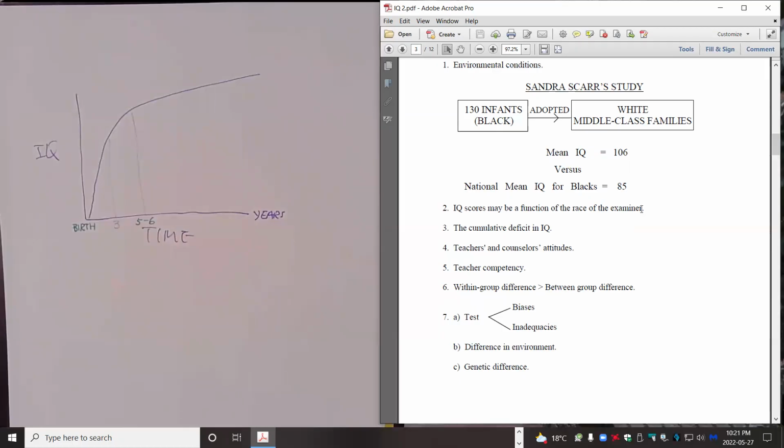White student or white IQ. All right. But there is a problem. There are far more white examiners or white IQ administrators than Black. Far more. You see, this creates a problem. All right, the cumulative deficit in IQ.